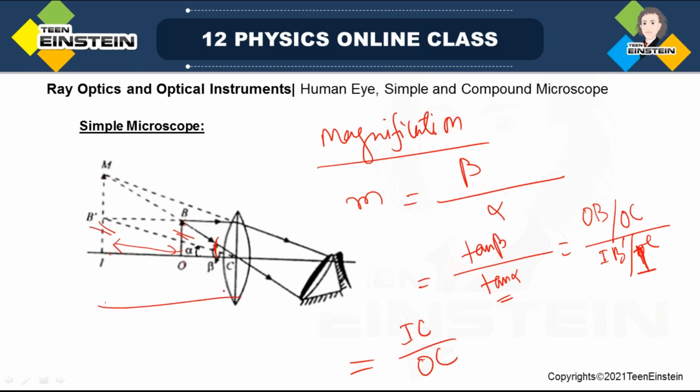What is IC here? IC is this distance, which is nothing but minus D, as I have taken already, or D. And OC is the object distance, so that is also with minus U.